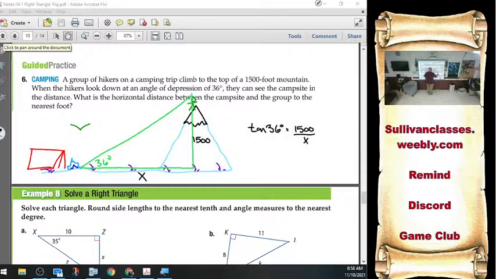Cross multiply, do your Jesus fish thing. X is. Oh, also, you don't have to do the Jesus fish thing.